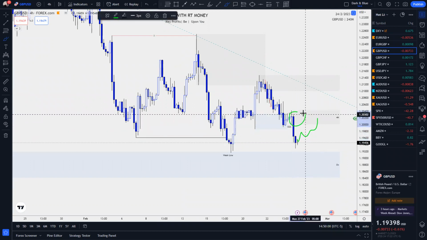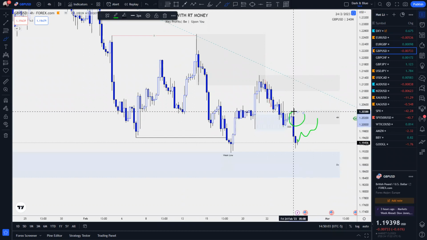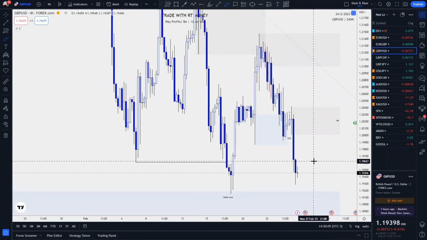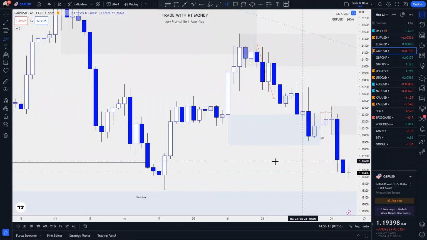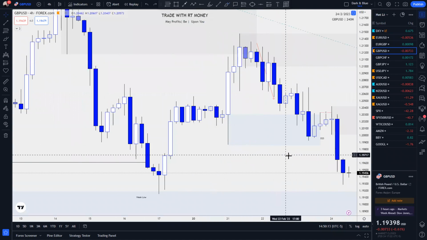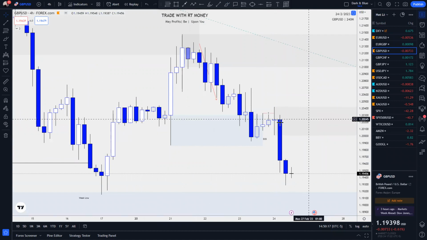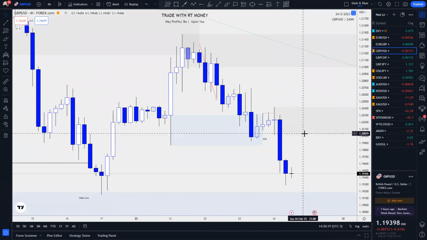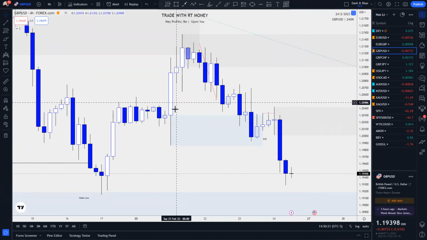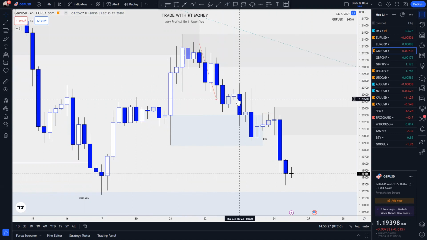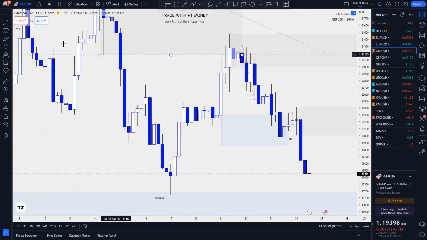This supply zone did have a sweep here. That's where that little X is. I like to see a sweep to create a supply zone or a demand zone. I want to see a sweep of liquidity. This one swept these highs, so I'm looking at this one for sure. And this is where price took that long dive.